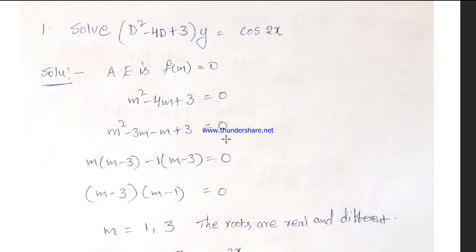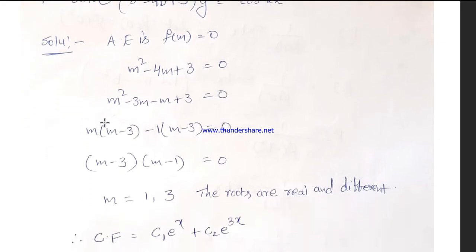So now you can find the factors of this equation. We get m square minus 3m minus m plus 3 equal to 0. That means you can write minus 4m as minus 3m minus m. Minus 1 into minus 3 gives plus 3, the constant value, when we multiply the coefficients, and if you add the coefficients of m we get minus 4. That's why we can write the factorization by using this minus 3m minus m.